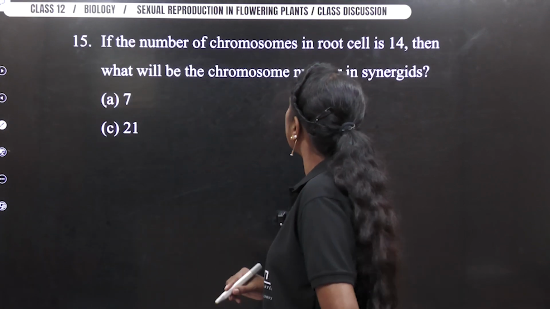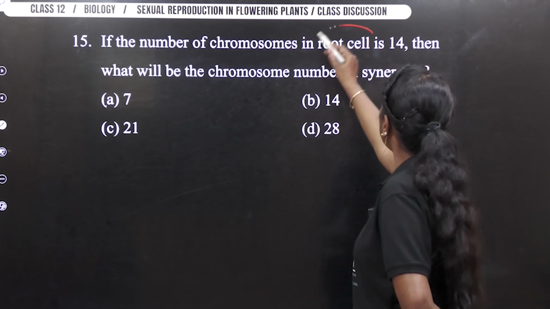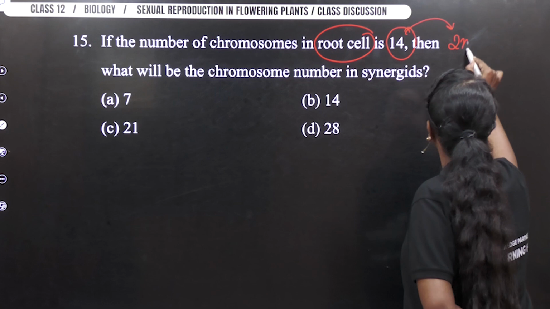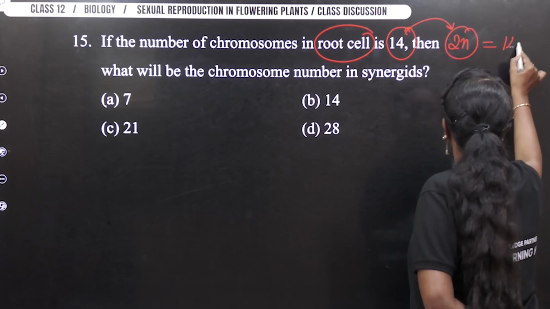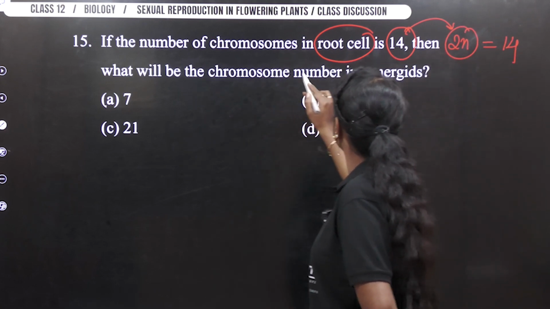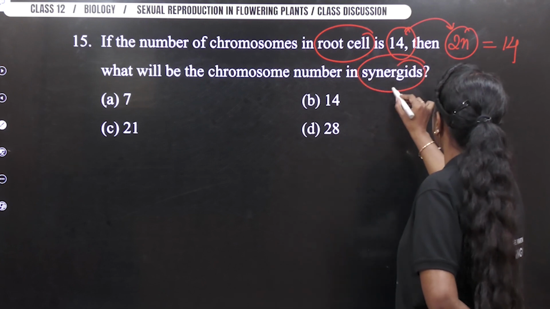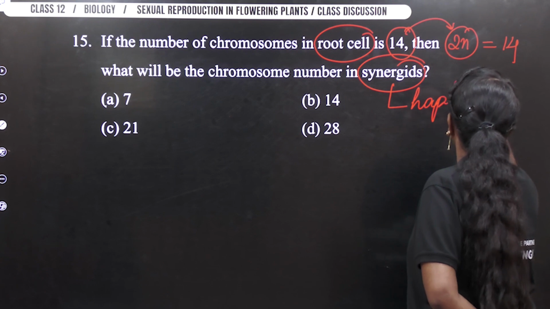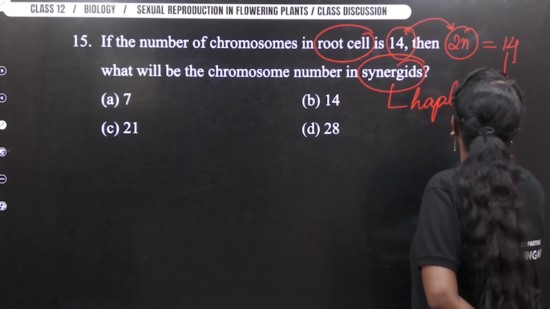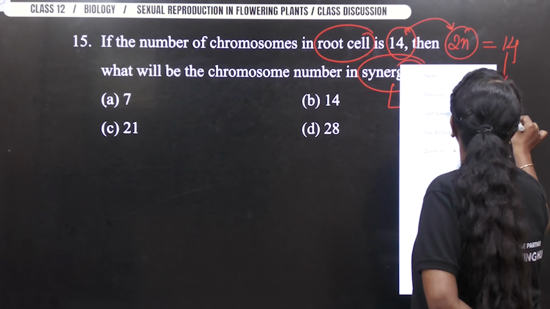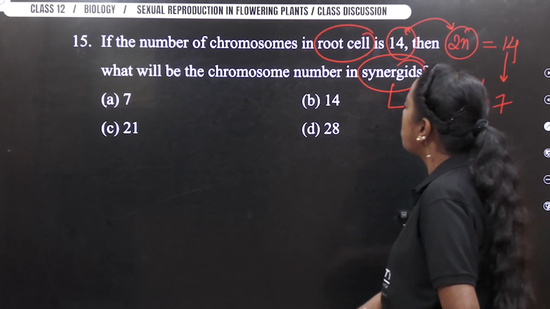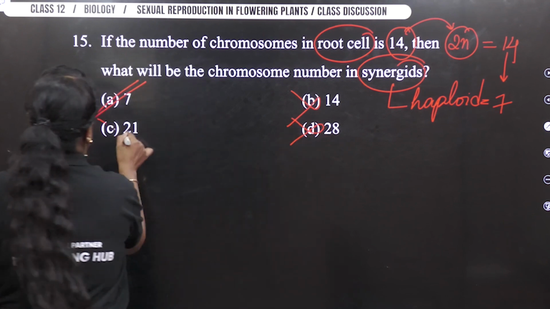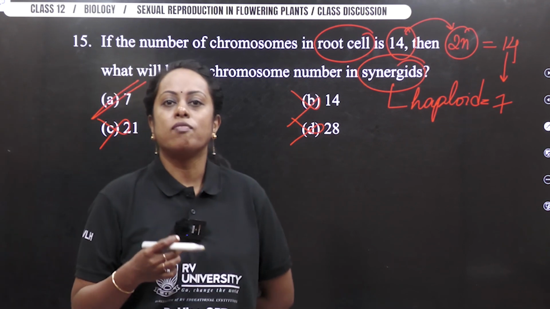Next, if the number of chromosomes in the root cell is 14, that means we are talking about the 2n condition, saying 14, then what will be the number of chromosomes in synergids? Synergids are said to be haploid. If it is haploid, half of it is said to be 7. So thereby my answer is option A for this question. I hope even you have solved it.